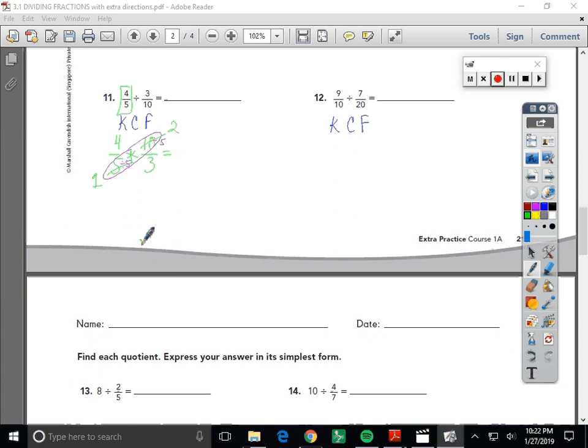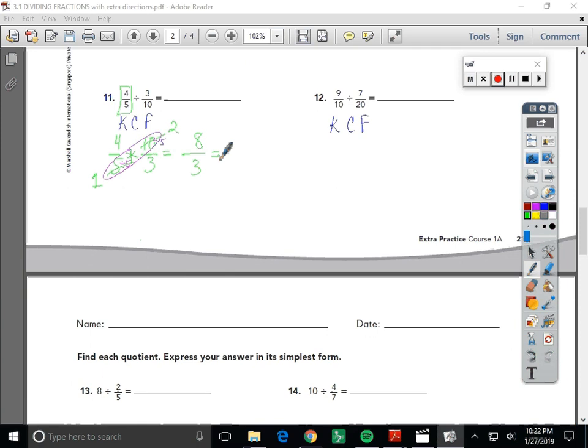So for that reason, I'm just going to leave them alone and multiply across. Numerator times numerator gets me 8. Denominator times denominator gets us 3. And this wouldn't be a final answer, 8/3. This is an improper fraction, so we need to make sure that we turn it into a mixed number.